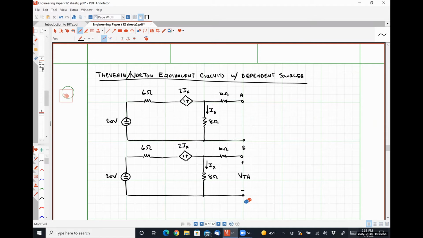So, is it really mesh analysis if there's only one mesh? So Kirchhoff's voltage law could be used in combination with Ohm's law to determine that quantity Ix, the current flowing down through the 8-ohm resistor. And then let's say that we used KVL and Ohm's law to find Ix. How would we use that information to find VTH? Pardon?